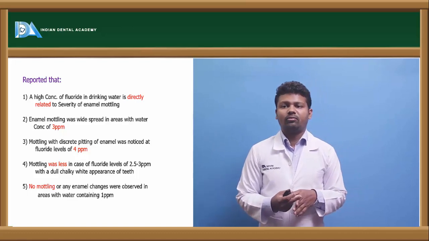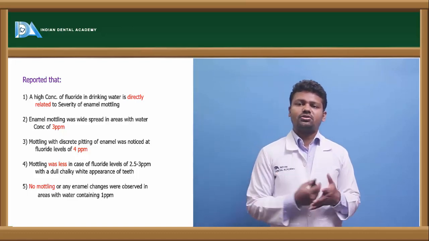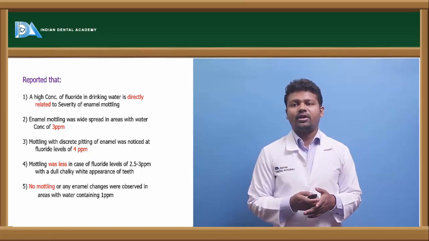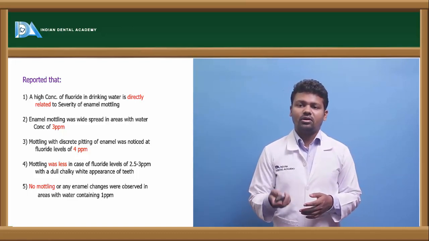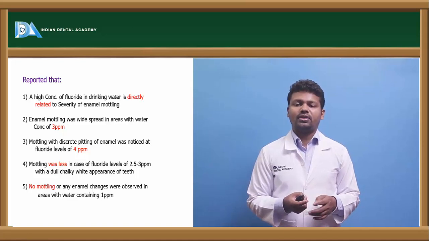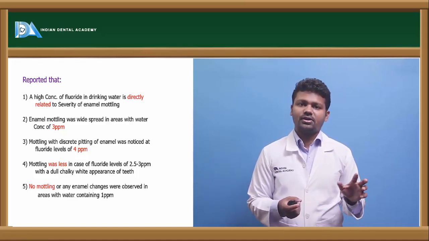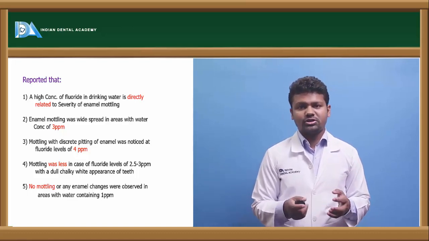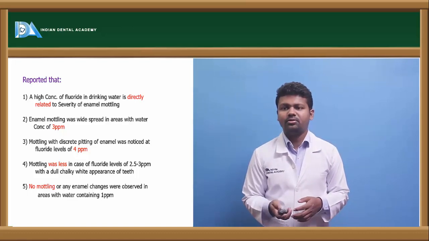Fluoride enamel mottling was widespread in areas with water at a concentration of 3 ppm. Mottling with discrete pitting of the enamel was noticed at fluoride levels of 4 ppm. Mottling was less when the fluoride concentration of water was around 2 to 3 ppm. No mottling resulted where the fluoride concentration was 1 part per million.